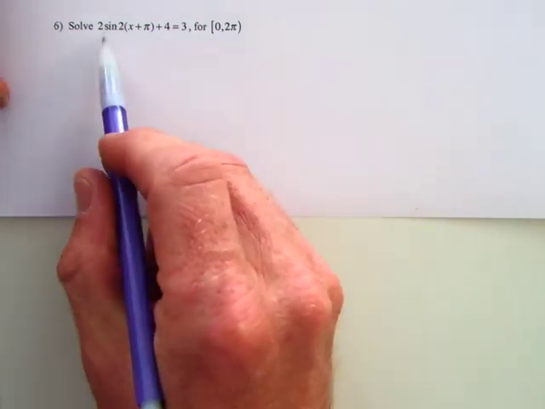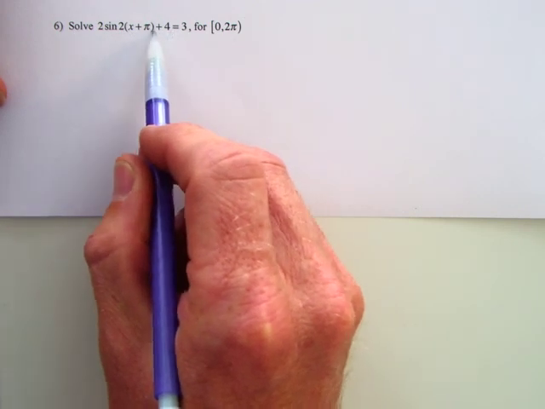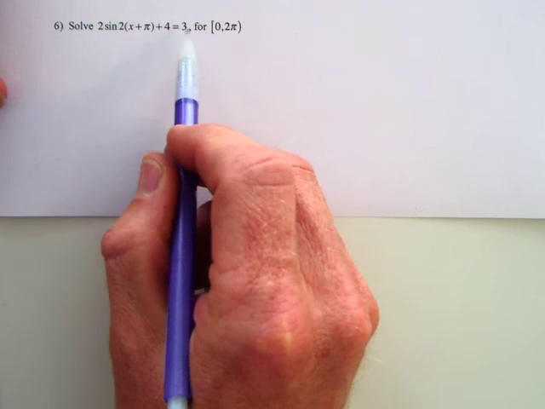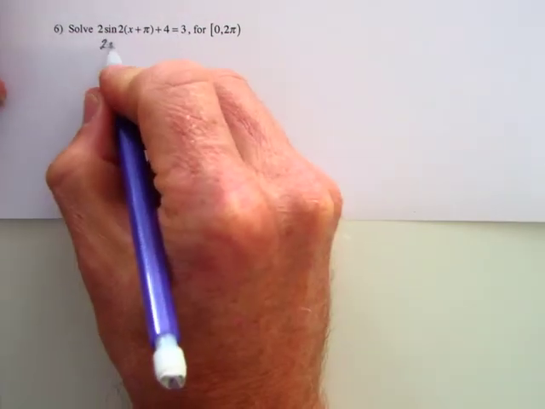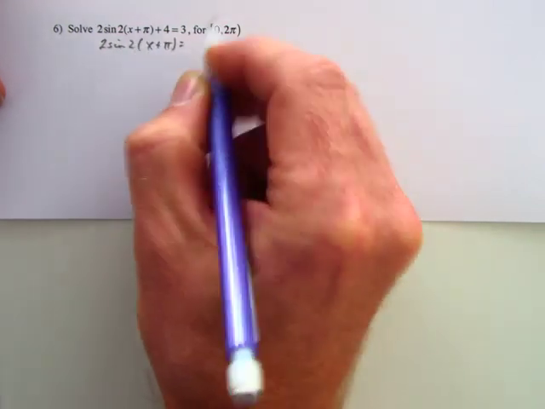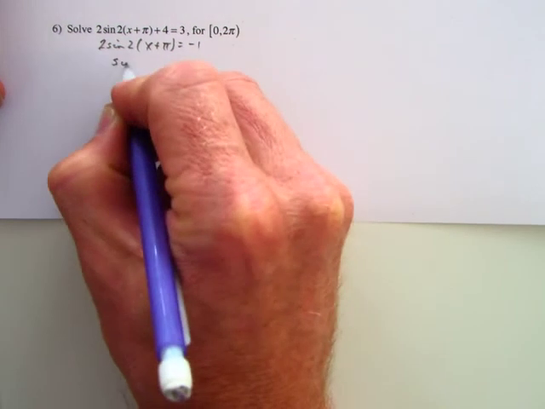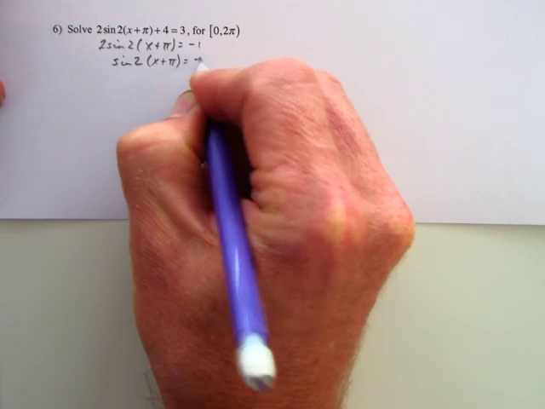We have to solve this equation: 2 sine of 2 times the quantity x plus pi, all that plus 4 equals 3. So we want to move the 4 to the other side. We'll have 2 sine of 2 times the quantity x plus pi equals negative 1. Divide by that 2, and we get sine of 2 times the quantity x plus pi equals negative 1/2.